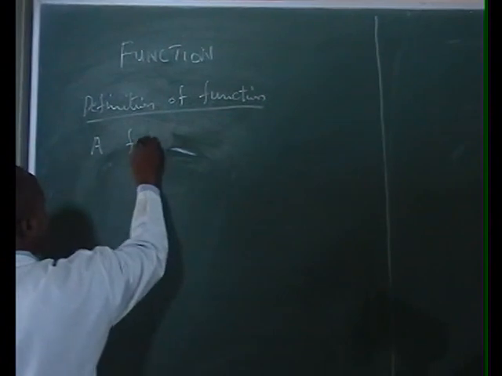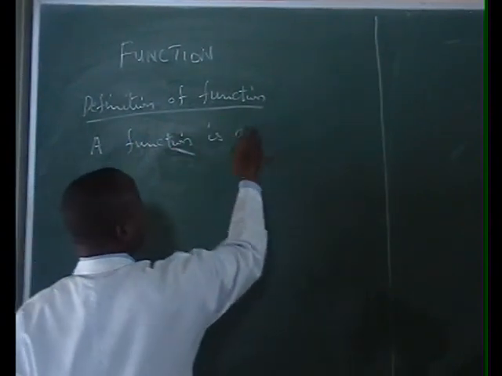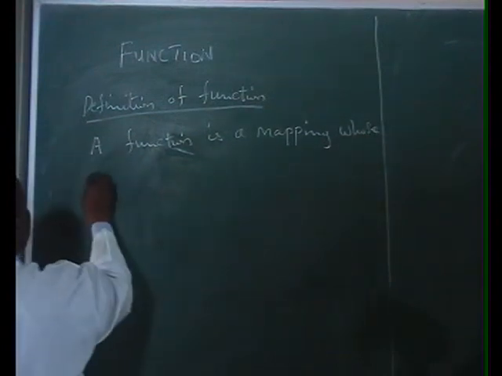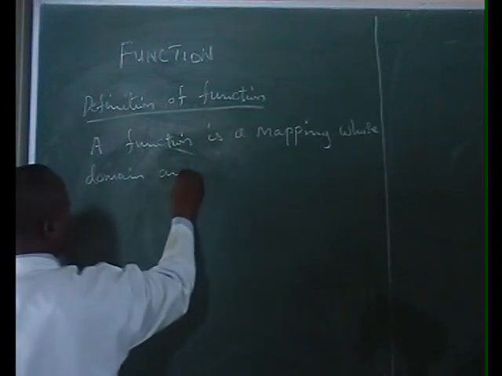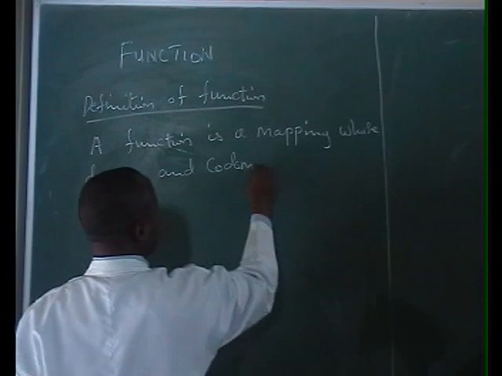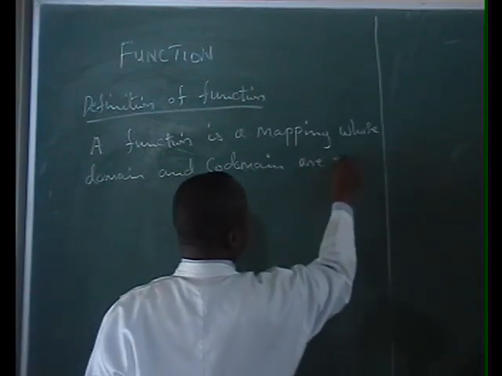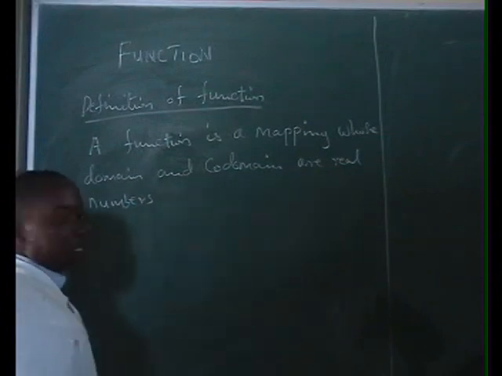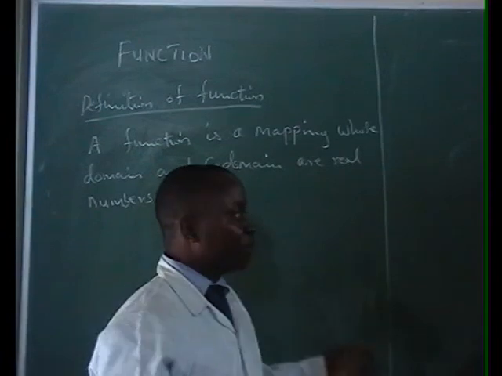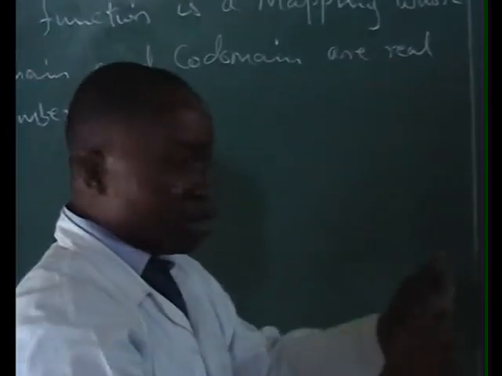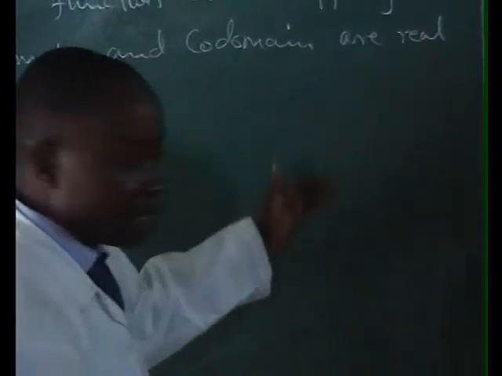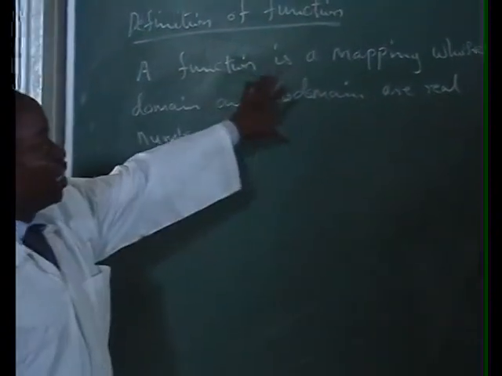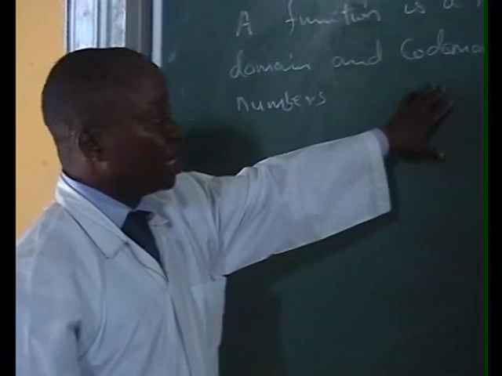A function is a mapping whose domain and codomain are real numbers. The domain and the codomain, and I want to believe by now we know what domain is and the codomain from those diagrams that we have been looking at. You see the domain, that is the set X, is called domain, and the set Y is the codomain. So a function is a mapping whose domain and codomain are real numbers.